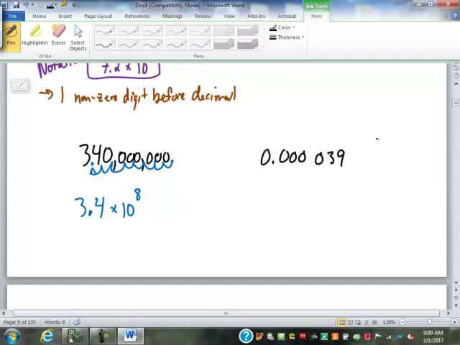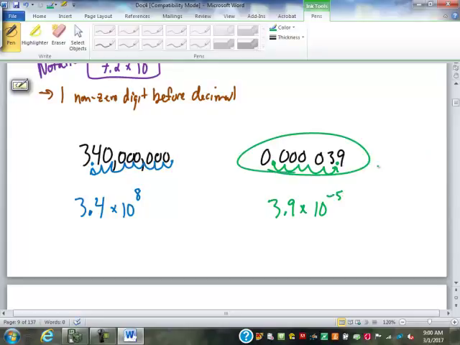So let's do 39 millionths. My decimal point is obviously right here now. Where do I want it to be? Between the 3 and the 9. It has to go 1, 2, 3, 4, 5 places. This is 3.9 times 10, positive 5 or negative 5? This is a negative 5. This is a really small number. It's a number less than 1, so it's in the negative power of 10 place values.